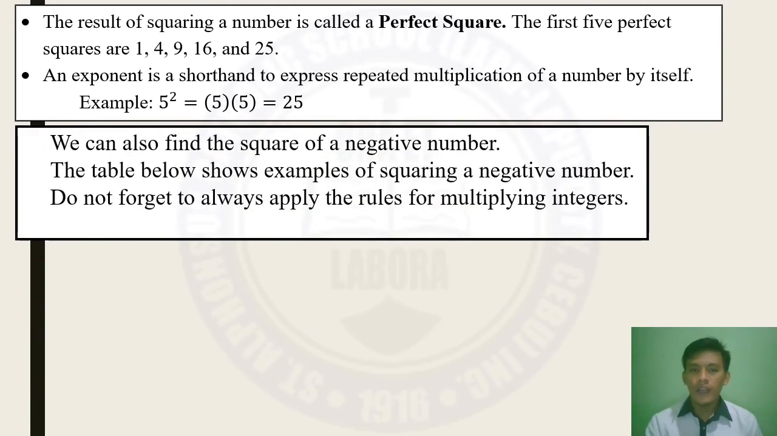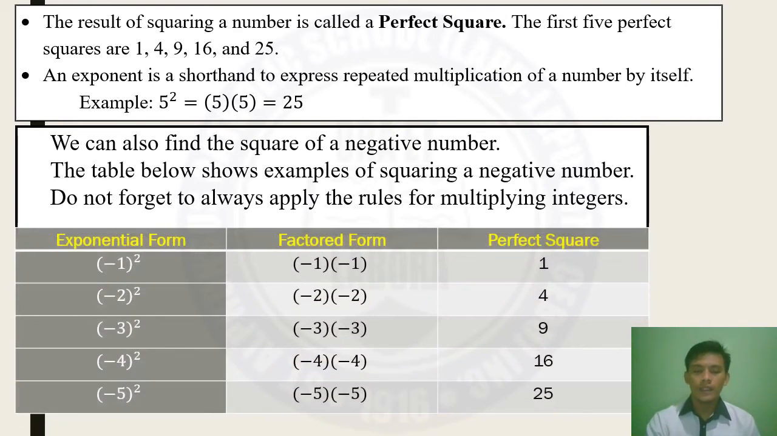We can also find the square of a negative number. What will be the result if you square a negative number? As you can see in the table, exponential form, factored form, perfect square. Negative 1 squared, when you factor it out, is negative 1 times negative 1, which is equal to 1.